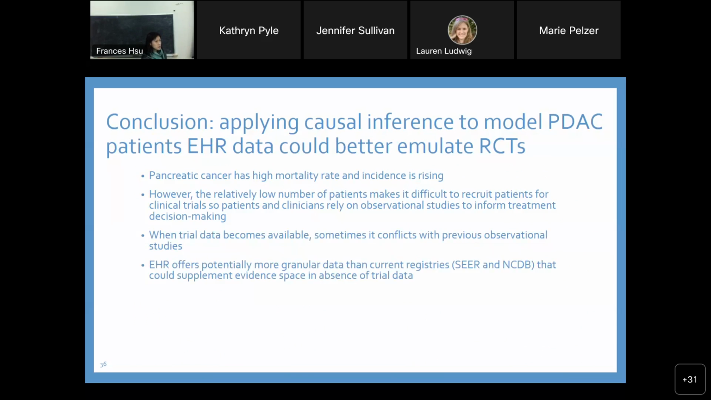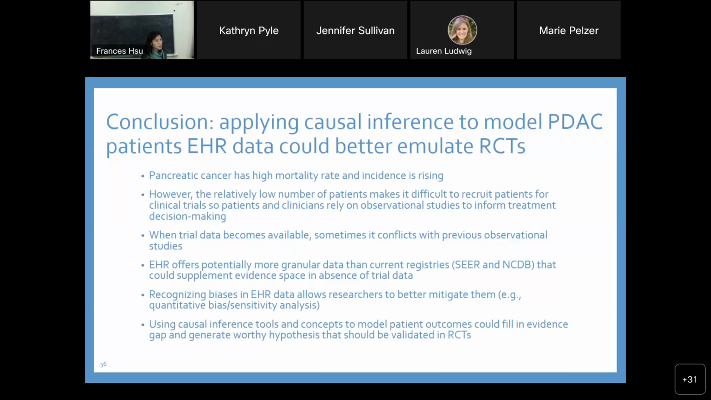EHR data offers potentially more granular data than current registries such as SEER and NCDB that could supplement the evidence base in the absence of trial data. Recognizing biases in EHR data allows researchers to better mitigate them. So using causal inference tools and concepts to model patient outcomes could fill in an evidence gap and generate worthy hypotheses for future RCTs.